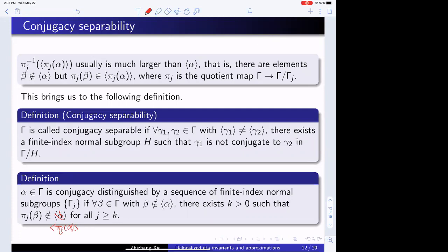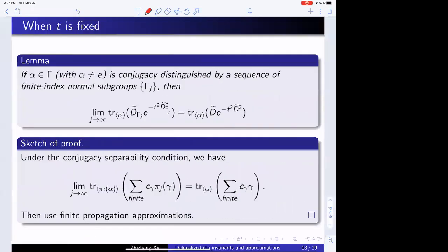So with this conjugacy separability, then we'll be able to prove it. Okay. So before I state the theorem, let me just point out again, as I said, the issue really happens when you take this integral. For each fixed time t, there is actually no issue at all. This is the integrand that appears in the delocalized eta invariant.